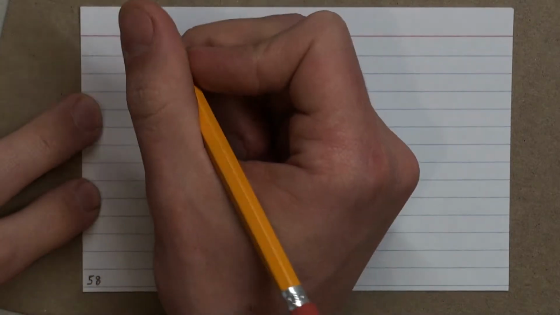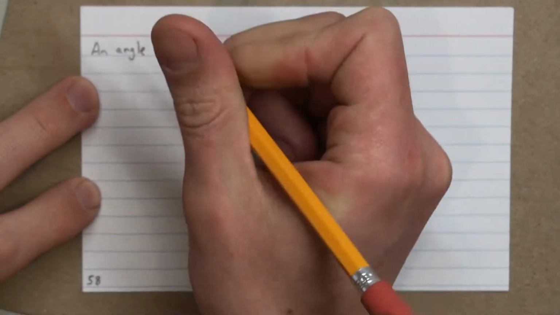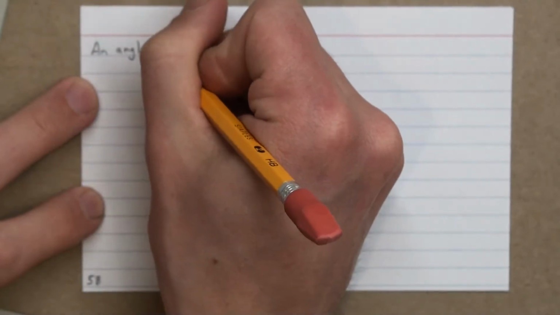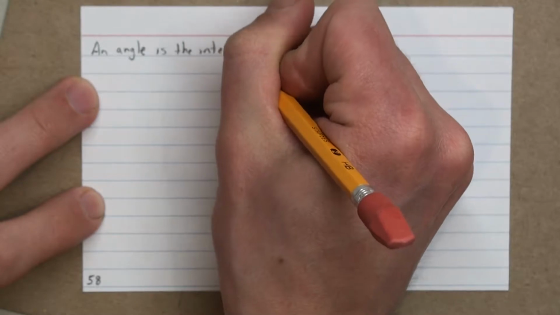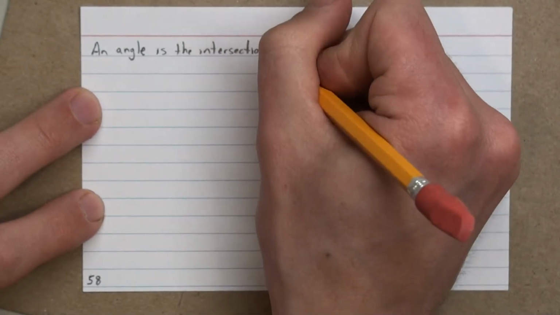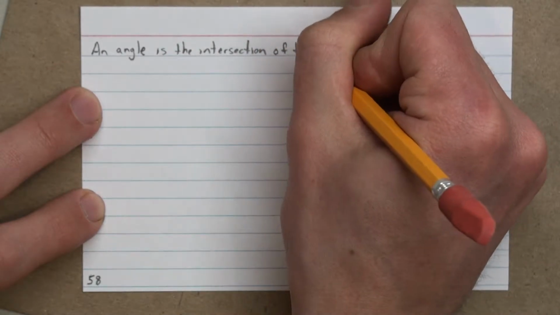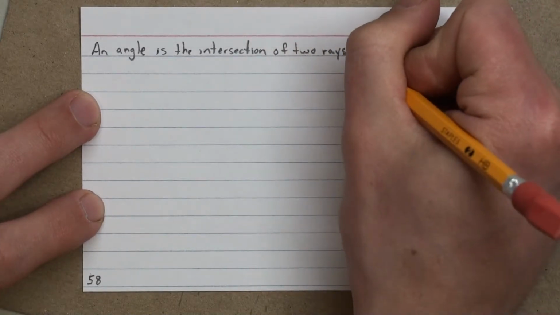Alright, we're on card 58 and we're going to start talking more about triangles and angles and types of angles and things like that. Alright? First thing is an angle is the intersection of 2 rays with a common endpoint.